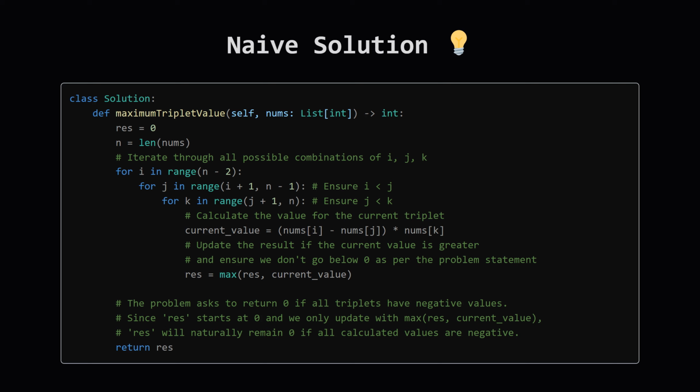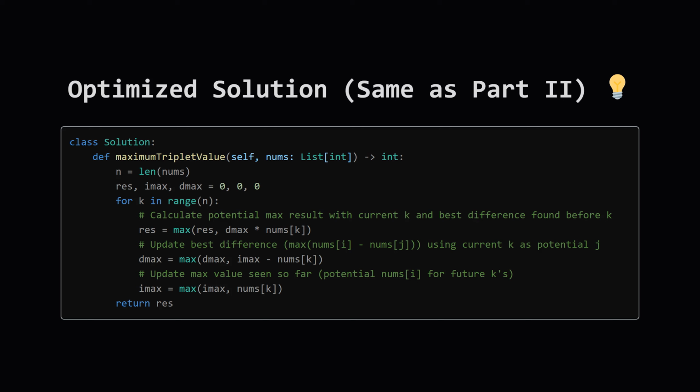Inside the innermost loop, we calculate the triplet value (nums[i] - nums[j]) * nums[k] and update our maximum result found so far. Since we initialize the result to 0 and only take the max, it handles the case where all triplet values are negative. This is a brute force approach, running in O(n) cubed time, but it's perfectly fine for n up to 100. And of course, the optimized O(n) solution from part 2 also works perfectly for part 1.